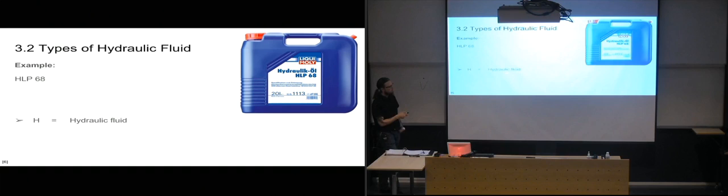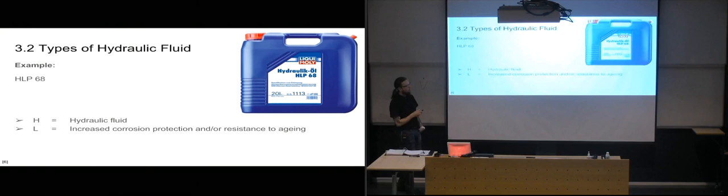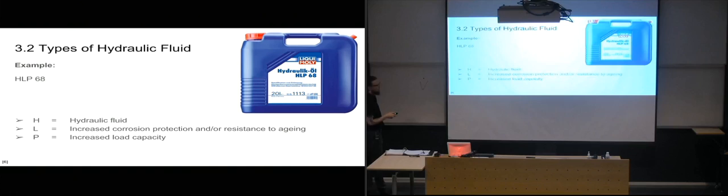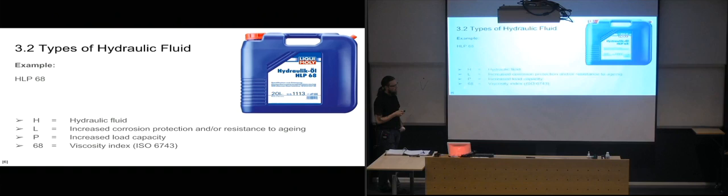Which means that we have an H for the hydraulic fluid. We have an L for the increased corrosion protection and resistance to aging. We have a P for increased load capacity. So we can put more strain onto this oil, make it work harder. And it has a viscosity index of 68. And again, that's the ISO standard for the viscosity index, which we showed on the last slide, the 6743. And we'll get closer in on the viscosity stuff a bit later on, as I mentioned.